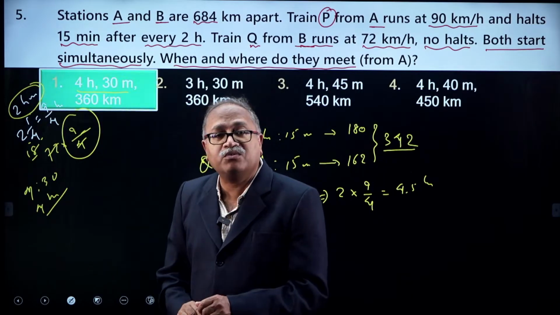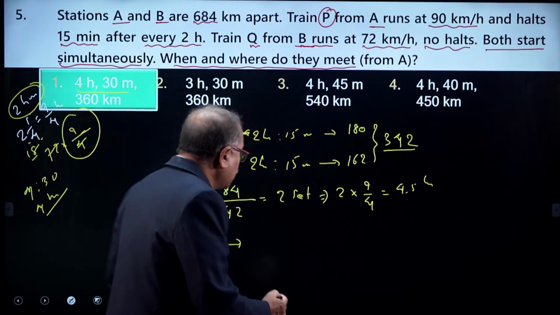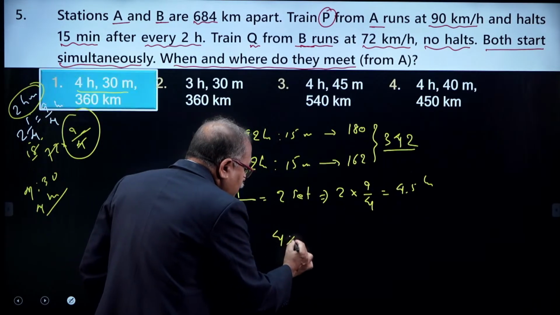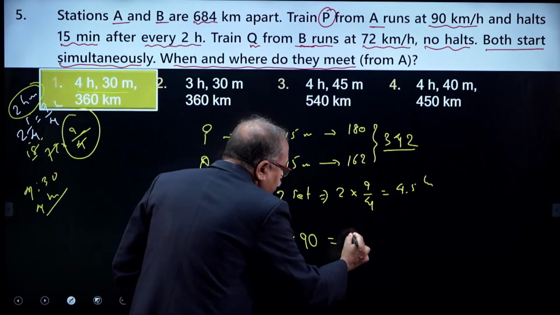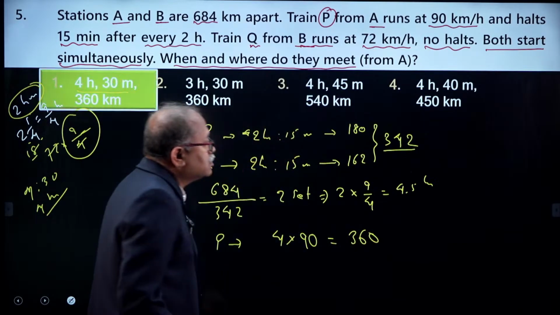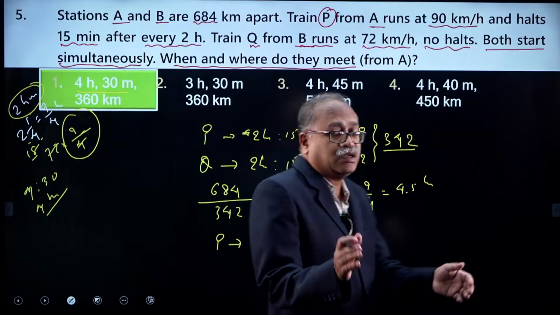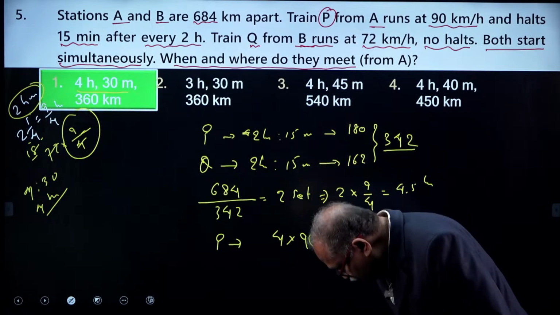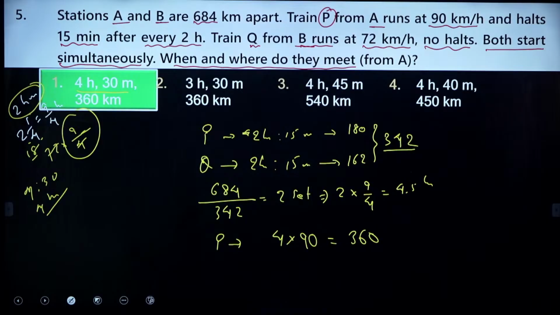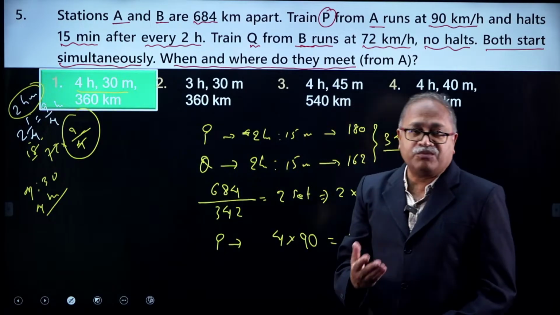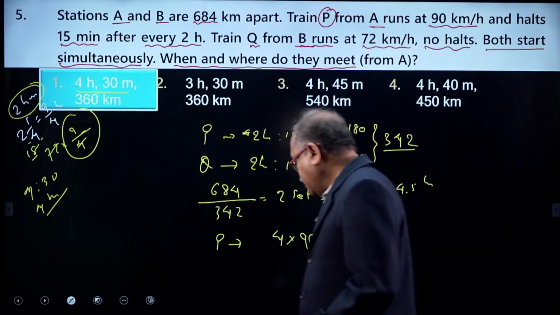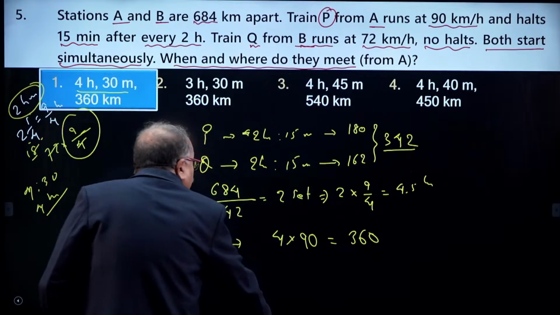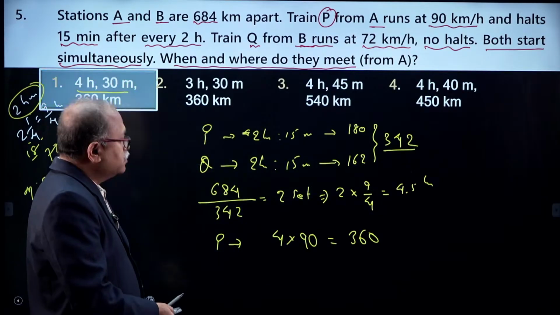So from A, how much distance will it cover? That is 4 into the speed, that is 90, 360. That is there. I really appreciate Pandu. You have well answered. Okay. Fine. Shall I move on to the next question? Your next question on the board is this.